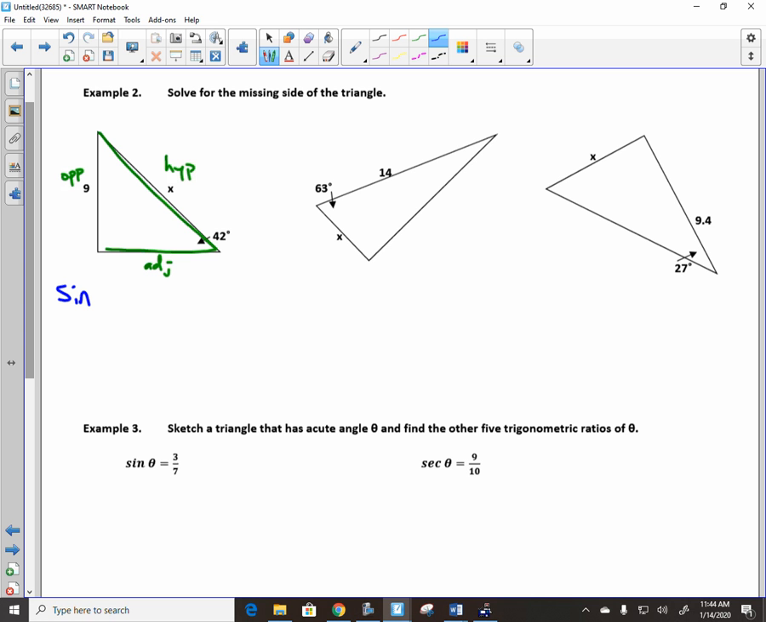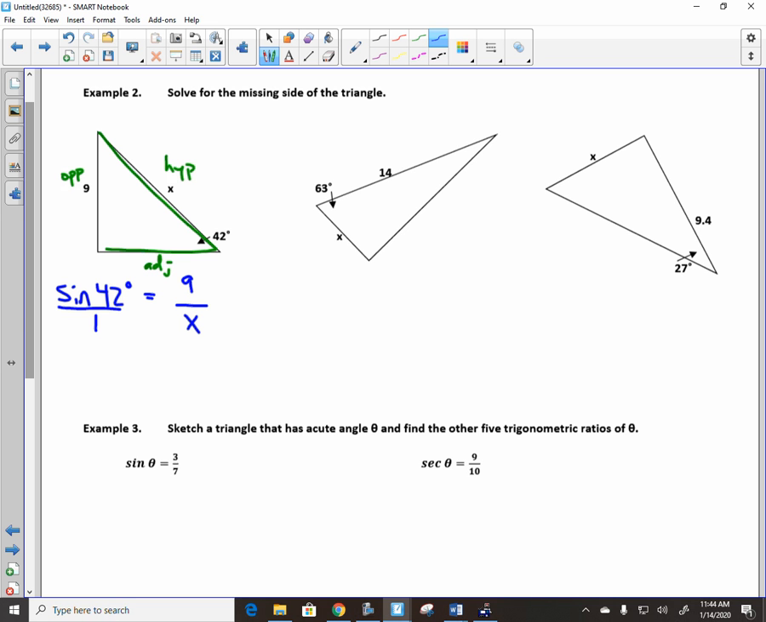Now we have an angle. In the previous examples, we didn't have the angle. The angle is 42 degrees. Sine of 42 degrees is equal to the opposite, 9, over the hypotenuse, x. Sometimes the variable will be in the denominator, sometimes it will be in the numerator. You need to pay careful attention.